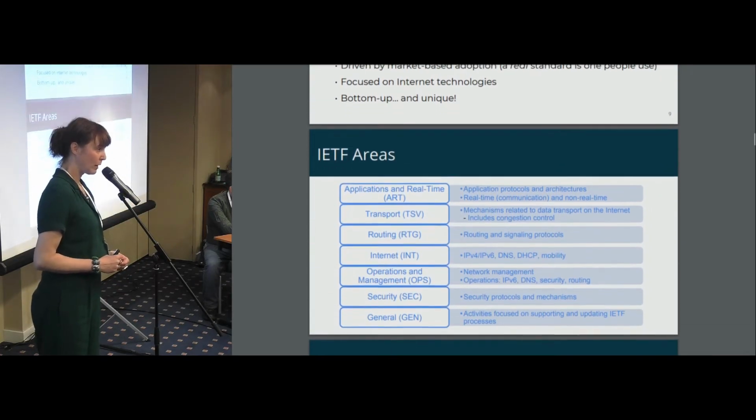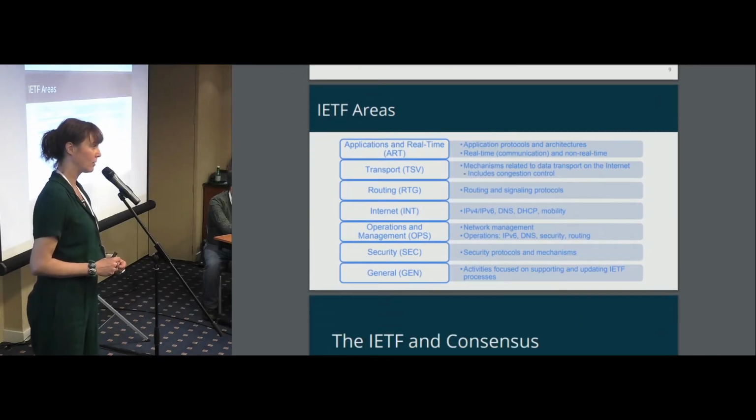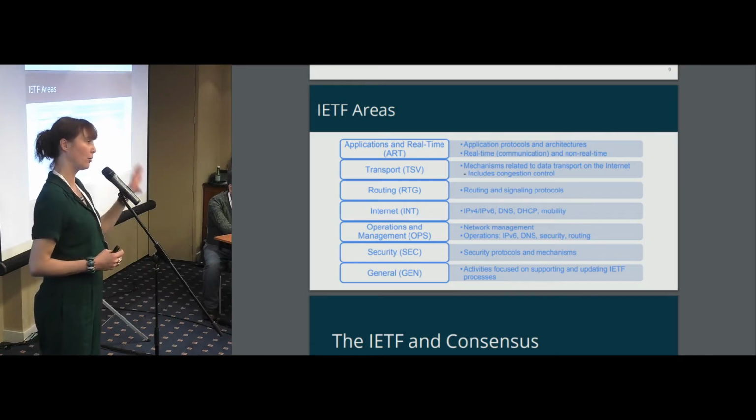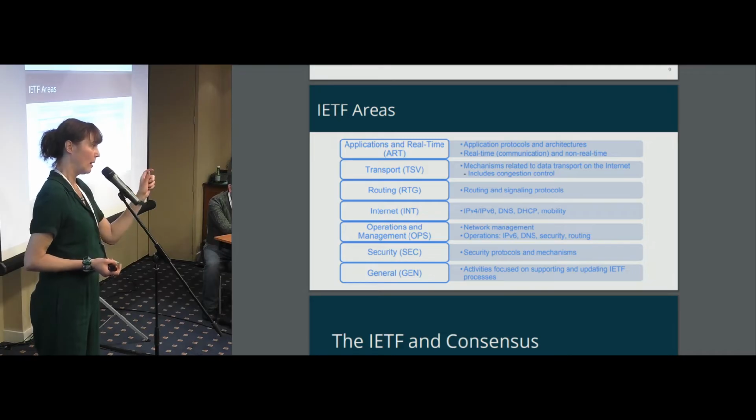Yes, so at the moment we have 7 areas. These are the areas that the working groups are clustered within. This can change over time. Some areas merged over time and some were closed, some new ones were created. So at the moment we have these 7. I'm not going to go through all of them. You will see on the agenda every working group is linked to one of these areas.